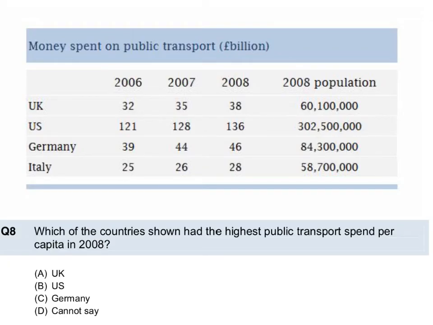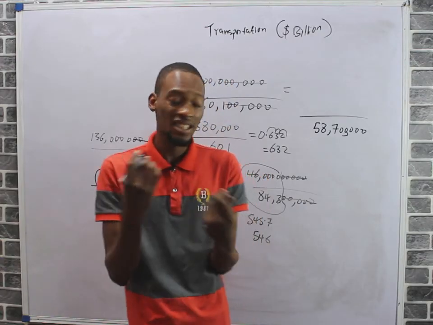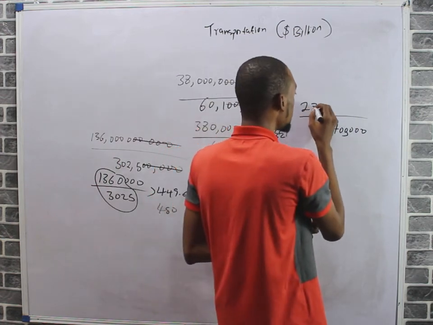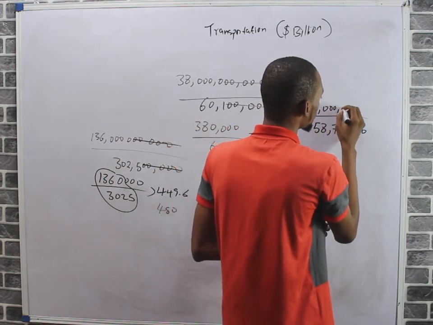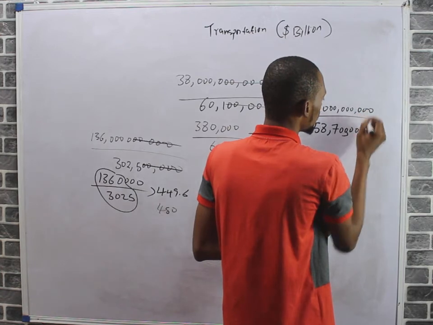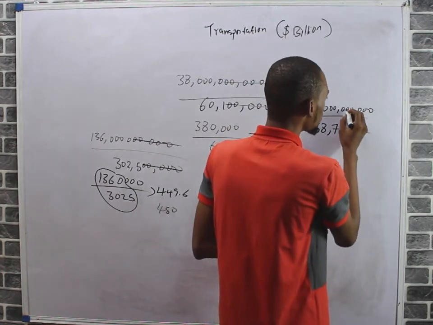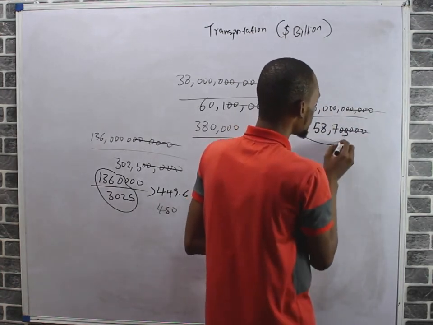And let's look at the last country there, Italy. They have 58,700,000. And the population is 28 billion. Remember, we are dealing with 2008. So in 2008, they had 28 billion. So 5 zeros swallows 5 zeros here. So we are left with this.